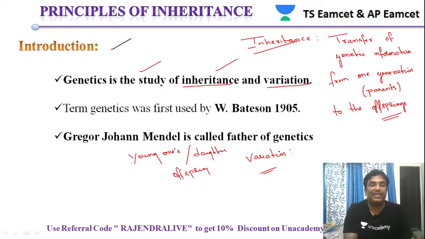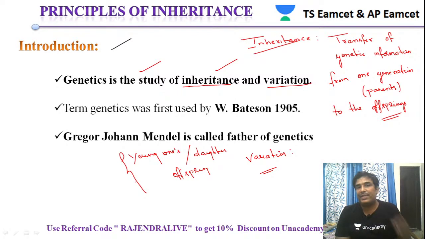So what could be the reason? Why are variations observed in young ones? Whatever characteristics are present in the offspring, the young ones or the daughters, are not totally identical with the parents. Some characteristics come from the mother and some from the father. Such characteristics are called variation.